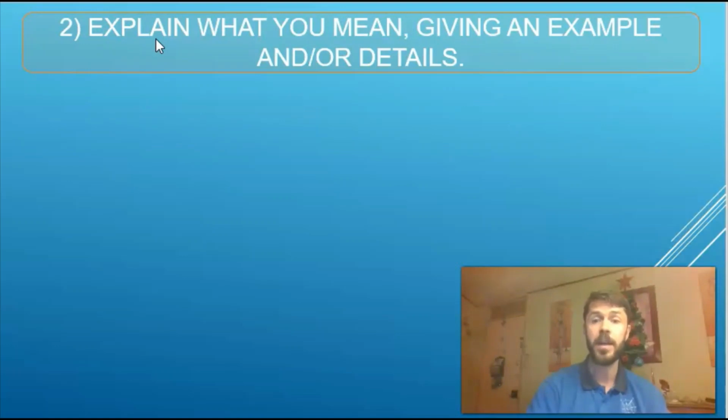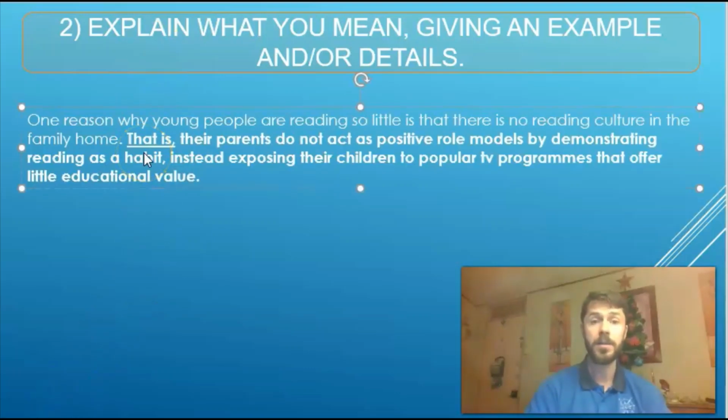Next, explain what you mean, giving an example and or details. So explain that first cause. Here's mine. That is again a little linker to introduce the explanation. Their parents do not act as positive role models by demonstrating reading as a habit, instead exposing their children to popular TV programs that offer little educational value. So that's my explanation with some details.